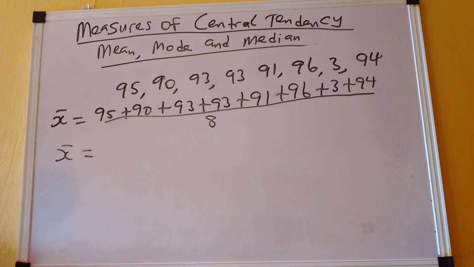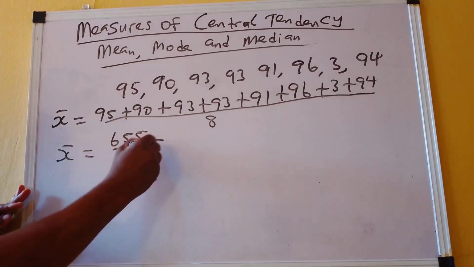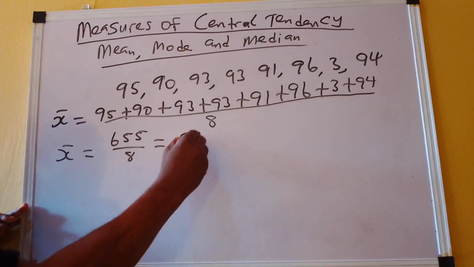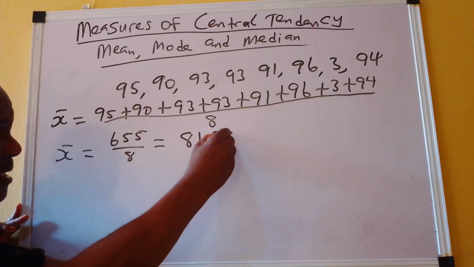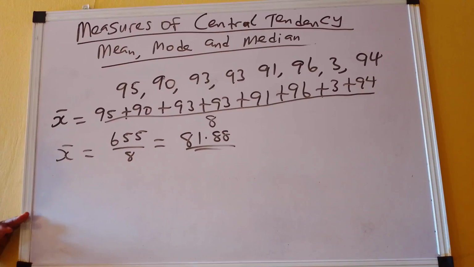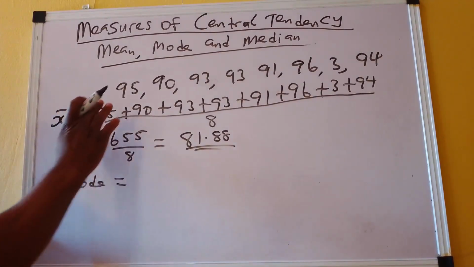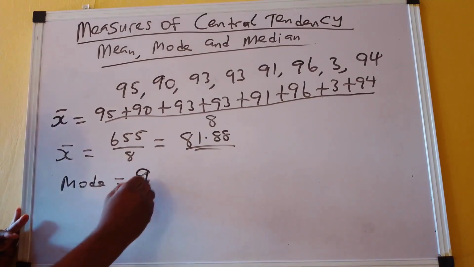So our x bar will now be equal to, when you add that up, you are going to have 655 all over 8. And that is equal to 81.88 to 2 decimal places. That is the mean. Now, for us to get the mode, it is the one that occurs most. Simply, if you look at it here, which particular value occurs most, you will find out that 93 appears twice. So our mode here is 93.